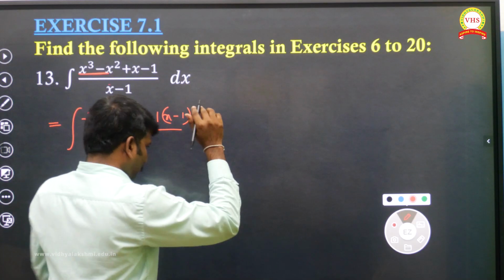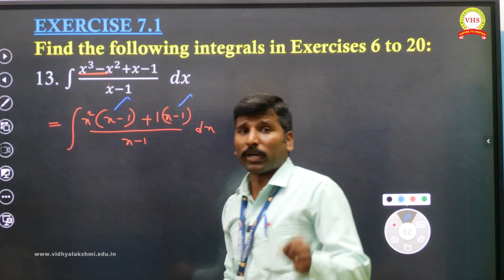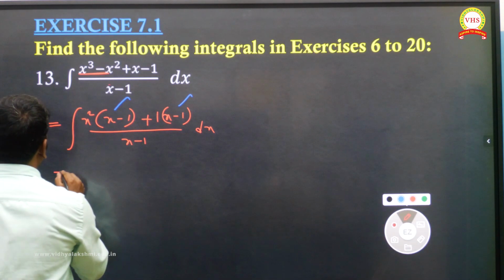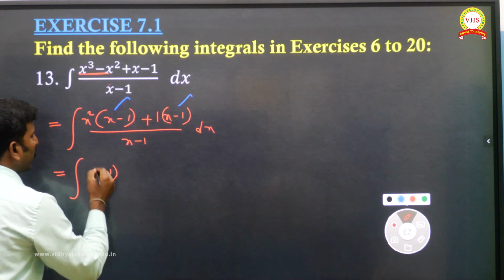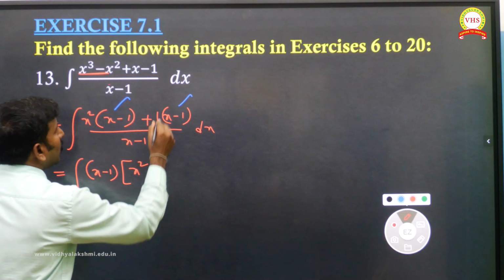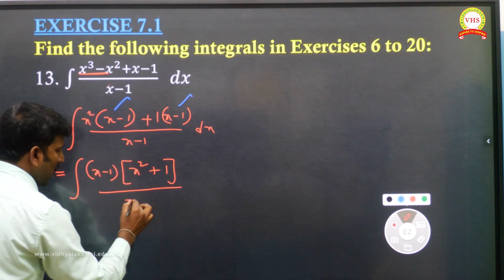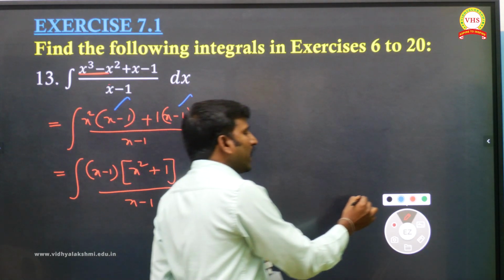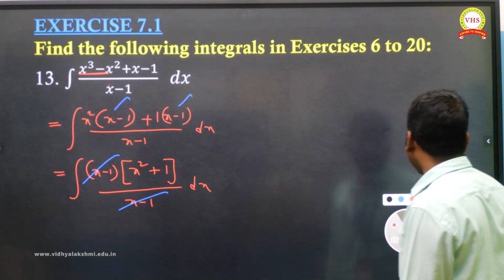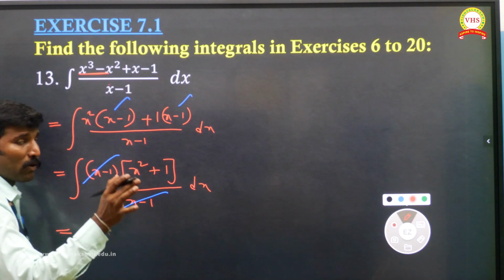You can notice that in the numerator x minus 1 is common. That x minus 1 you can take outside. If I take x minus 1 outside, what remains? X square is remaining, plus the 1 is remaining. Whole divided by x minus 1 into dx. Again, you can cancel this: numerator x minus 1, denominator x minus 1. If you cancel, that is my answer. So x square plus 1 only we have remaining.